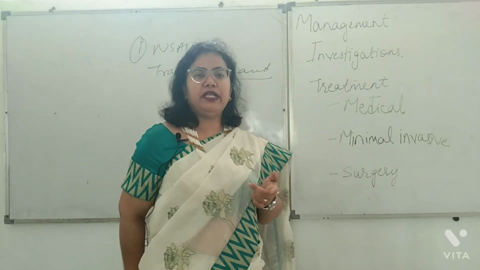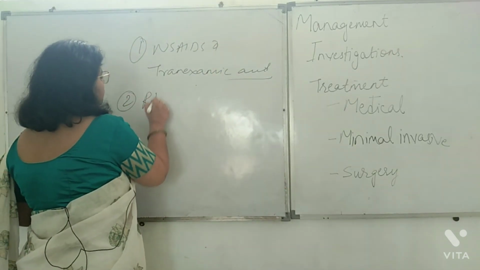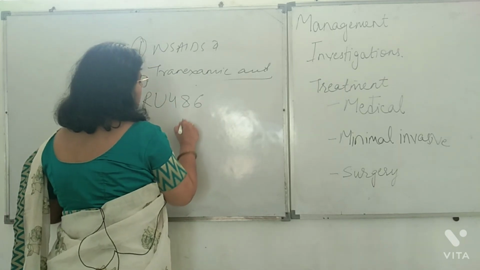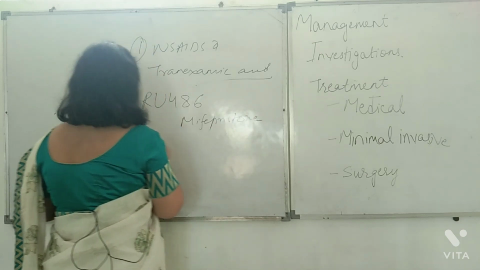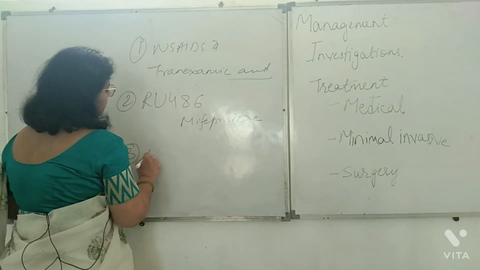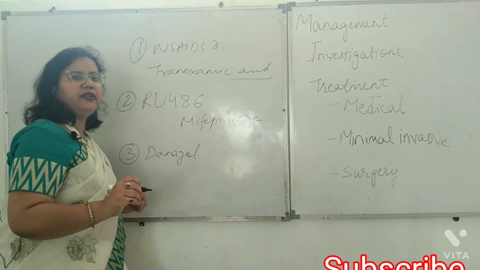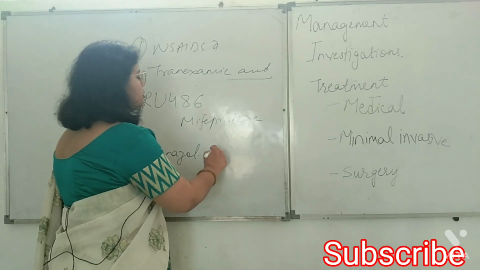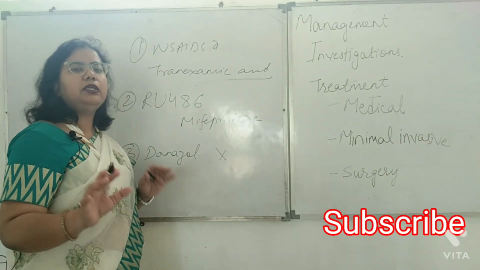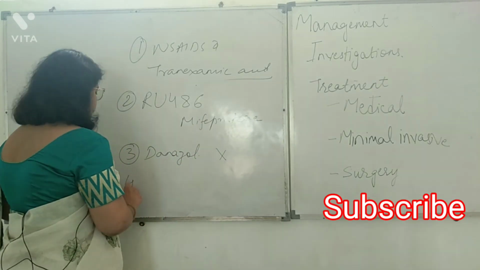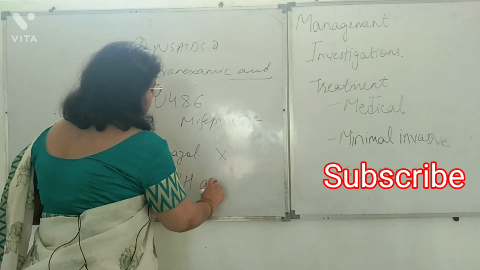Now what other medical management options are present? It is RU 486 or low dose mifepristone. It is anti-progesterone, you all know, and danazol can also be used. It was used earlier, but because of its side effects and its cost, it is now no longer used for this condition. But theoretically you should be aware that it is also used. And the fourth one is GnRH analog.